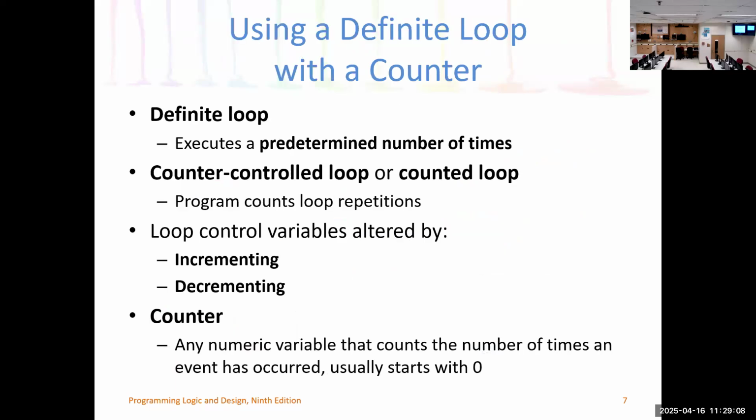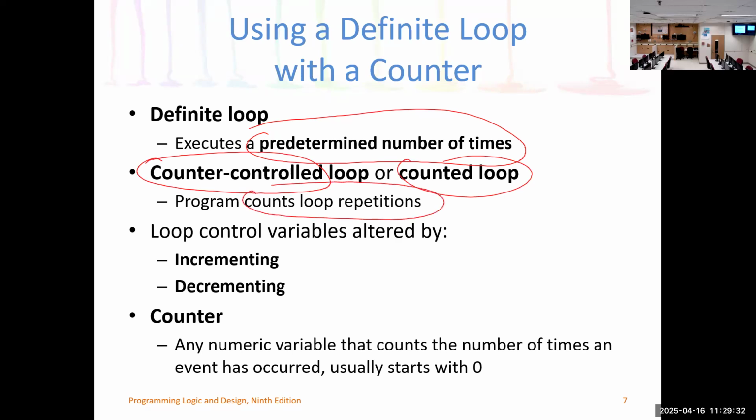Now, in the case of a definite loop, remember, I mentioned that you work with the counter. You execute a predetermined number of times. You know for sure how many times you have to execute, and you use the counter control to loop. The program counts loop repetitions. So for this one, you have the counter control and the loop control variable. They are changed by increasing or decreasing.